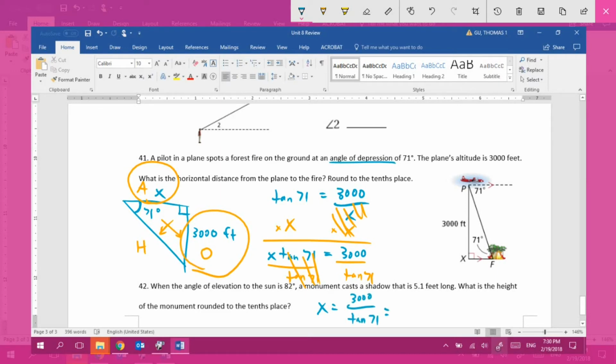And if you put that in the calculator, 3,000 divided by tangent of 71, you're going to get 1,032 point, you're rounding to the tenths, it's 1,032.98, but the 9 will round up to a 10, which means it's just going to be 1,033. So this is about 1,033 feet. Boom. I guess you should put 0.0 to show that you actually know how to round. Bam. There we go.